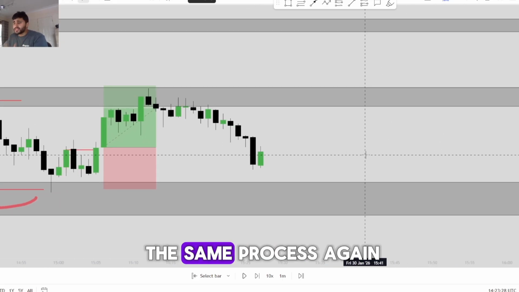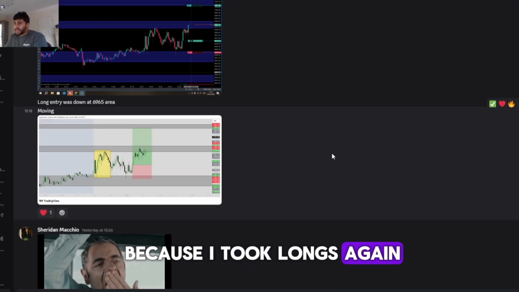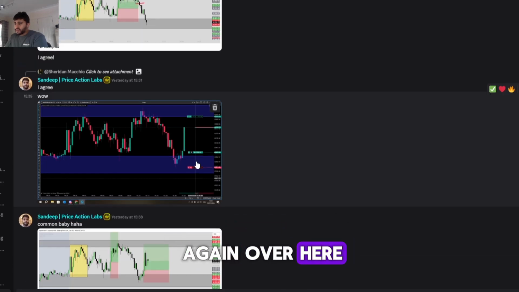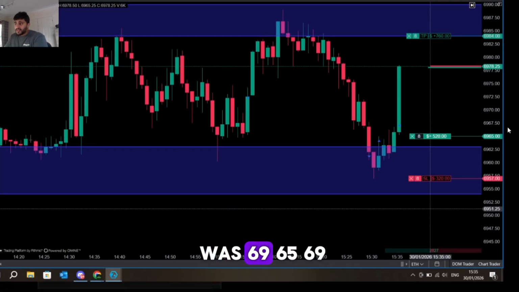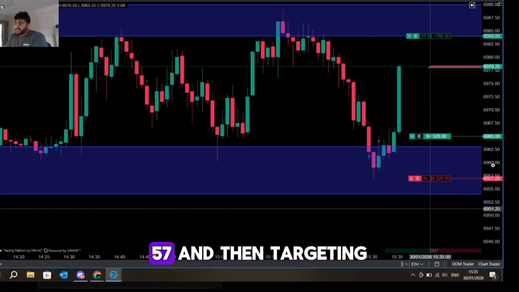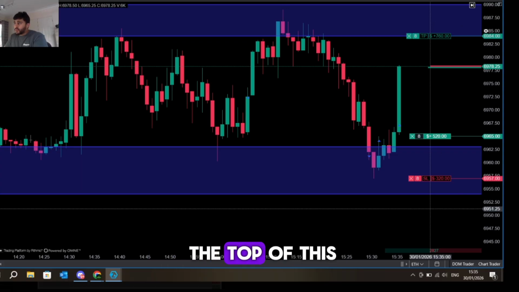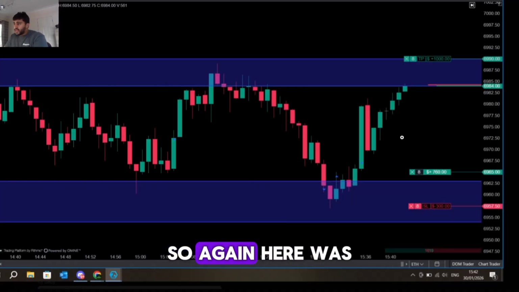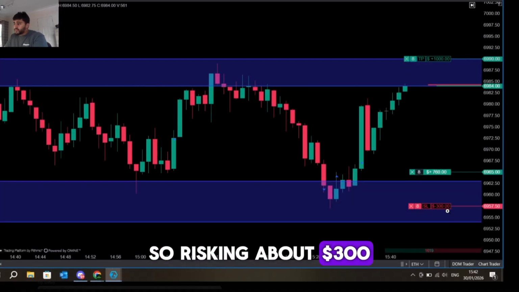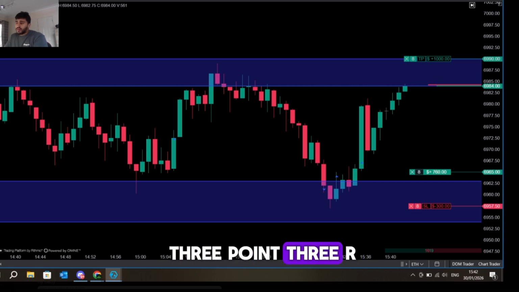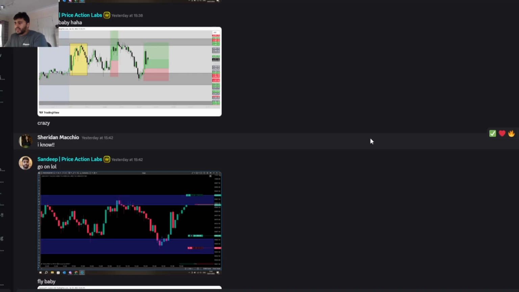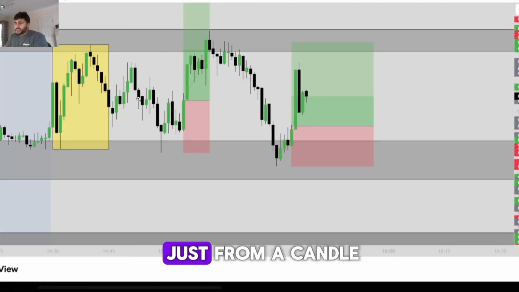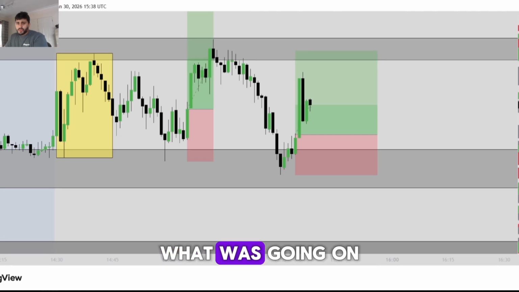Now we follow the same process again because I took longs again, over here. My second execution was 69.65, stops below 69.57, and then targeting the top of this zone over here. Here was my final TP. So risking about $300 to make $1,000, 3.3 R risk reward, after the initial loss that I took. So again, breaking this trade down, just from a candlestick perspective, what was going on here?